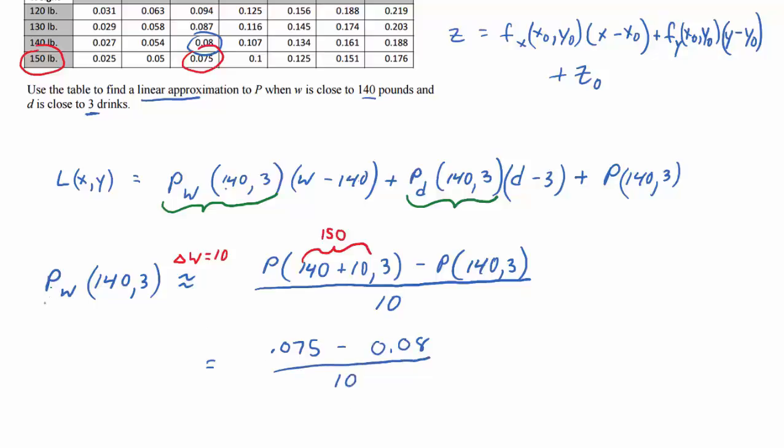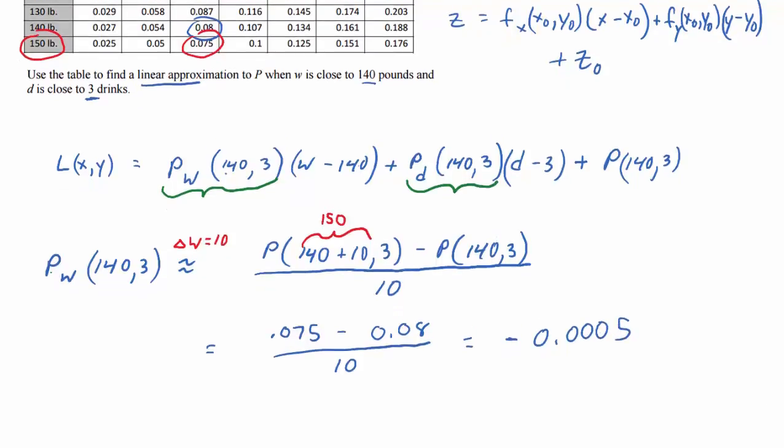And just remember, the actual partial derivative is the limit of this as delta W goes to 0. But we can't take a limit when we're given discrete values in a chart. So we'll use the difference quotient to estimate the partial of P with respect to W at 140, 3. If you compute this, you get the opposite of 0.0005.